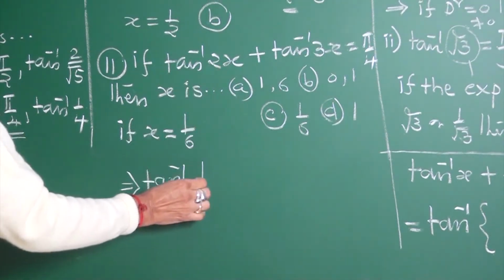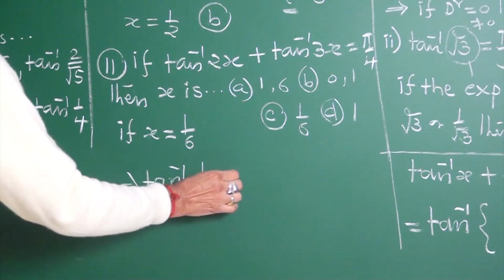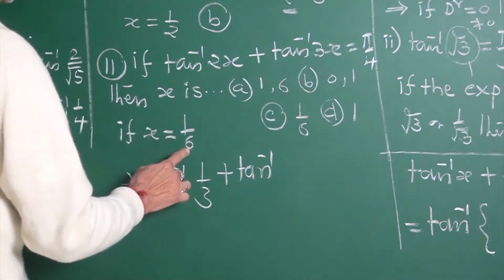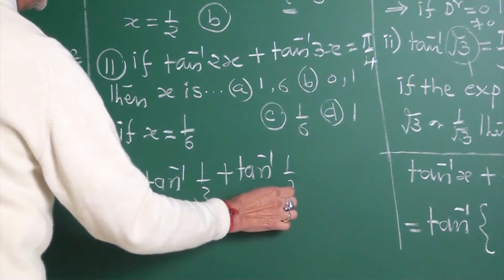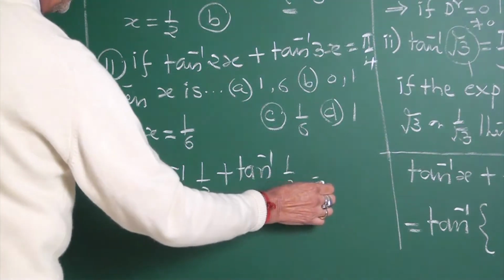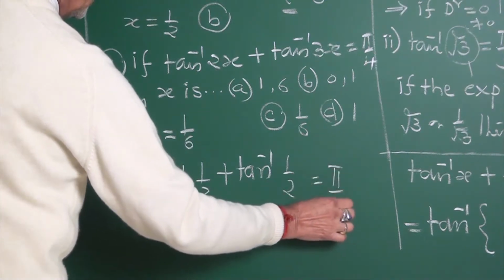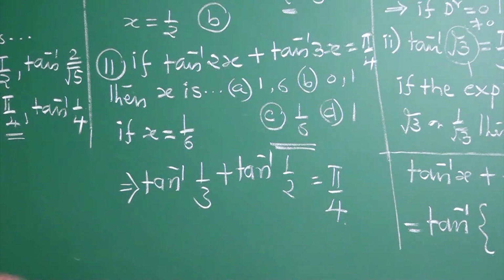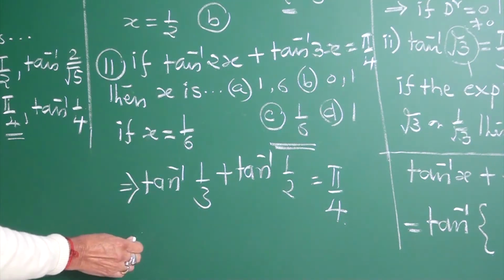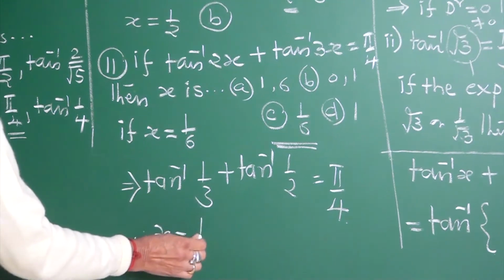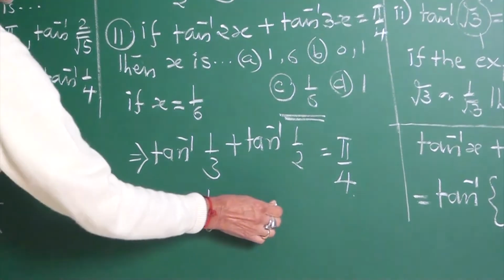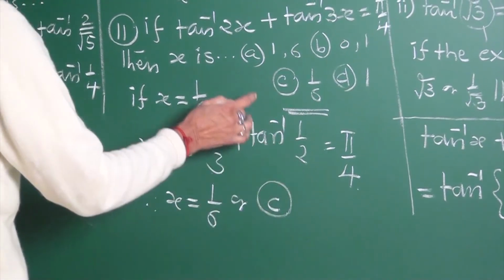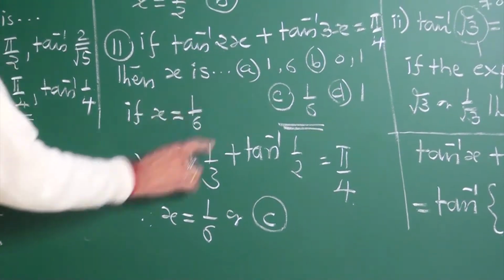2 by 6 is 1 by 3, plus tan inverse 3 by 6 is 1 by 2. What is 1 by 3 plus 1 by 2? It is 5 by 6. Then what is the answer? The answer is x equal to 1 by 6. Therefore, the answer is x equal to 1 by 6, or option C is the answer.